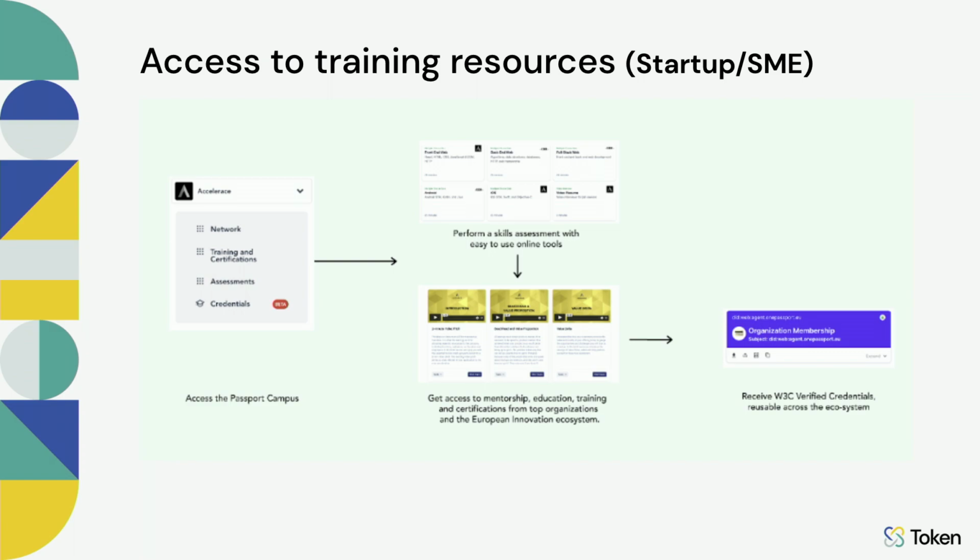So I was saying that they can also access training resources. Within the OnePass application, they can see training that's suitable for them, access the training campus, complete the training, and then afterwards they can receive a verifiable credential from the training provider, which can be stored in their profile.